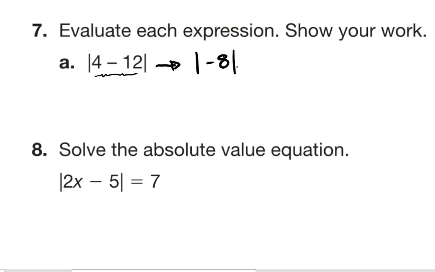And again, the absolute value just tells me the distance something is from the origin, from 0. So negative 8 is 8 units away. So the absolute value of negative 8 is 8. That's my answer there.